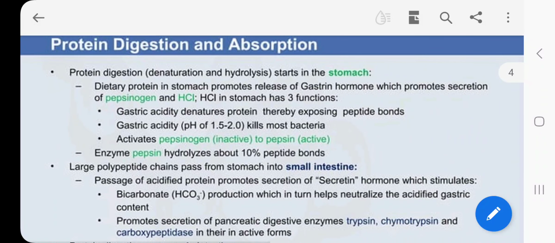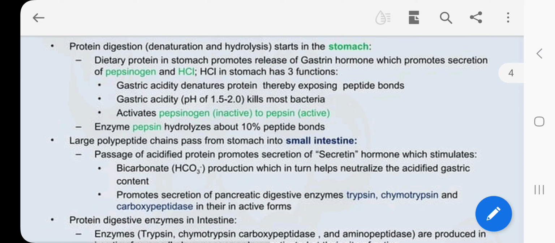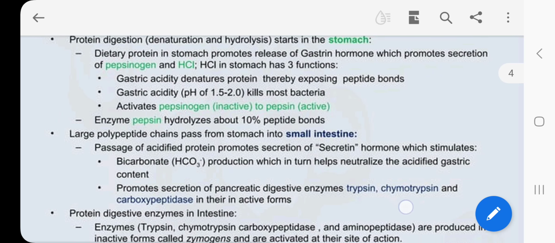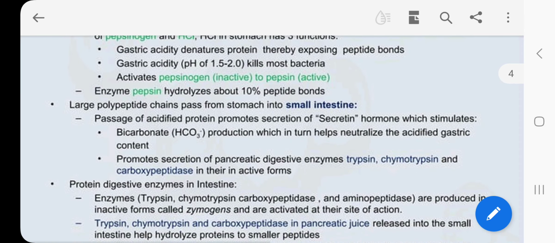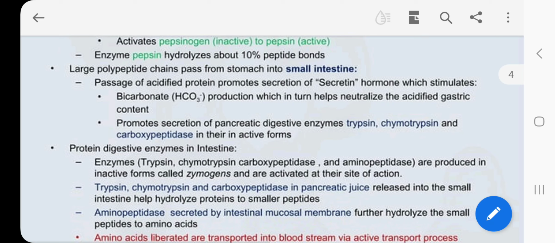Okay. Next, we have protein digestion and absorption. So in protein digestion, we have pepsinogen and HCl. Okay, so the pH for gastric acidity ranges from 1.5 to 2, and it kills most of the bacteria. Also, pepsinogen is inactive, but it is activated to pepsin, and the enzyme pepsin hydrolyzes about 10% of peptide bonds. So large polypeptide chains pass through to the small intestine, and the passage of acidified protein promotes secretion of the hormone secretin, which stimulates first bicarbonate production, and second, promotes secretion of pancreatic digestive enzymes.